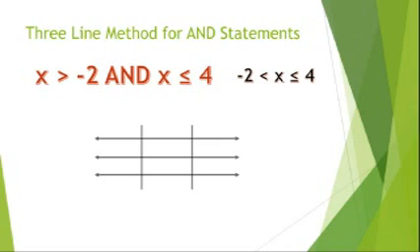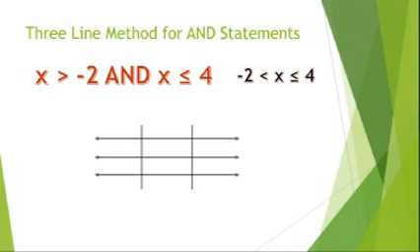So I have three lines, and the first line is going to be for the first inequality. The second line is going to be for the second inequality. And that third line is going to be for either the AND or the OR statement, and it's going to be our solution. Now we also see two vertical lines. The one on the left will be for the smaller number, and the one on the right will be for the bigger number.